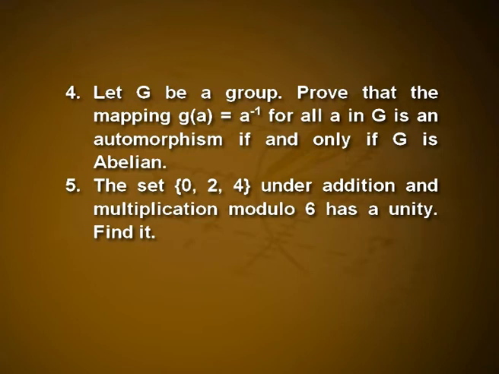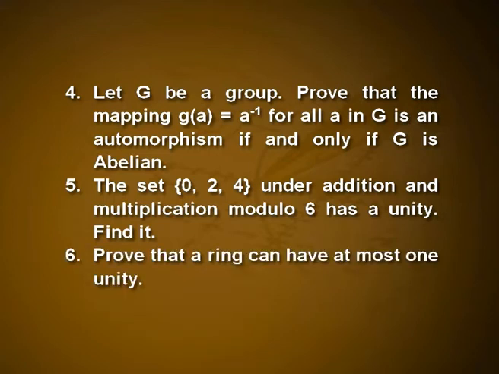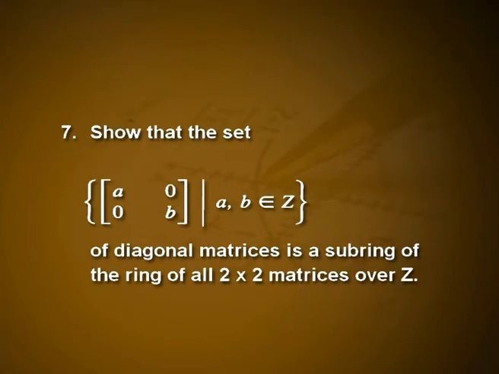Fifth one, the set {0, 2, 4} under addition and multiplication modulo 6 has a unity. Find it. Sixth one, prove that a ring can have at most one unity. Seventh, show that the set of matrices [a 0; 0 b], where a, b are elements of Z, that is, diagonal matrices, is a subring of the ring of all 2 by 2 matrices over Z.